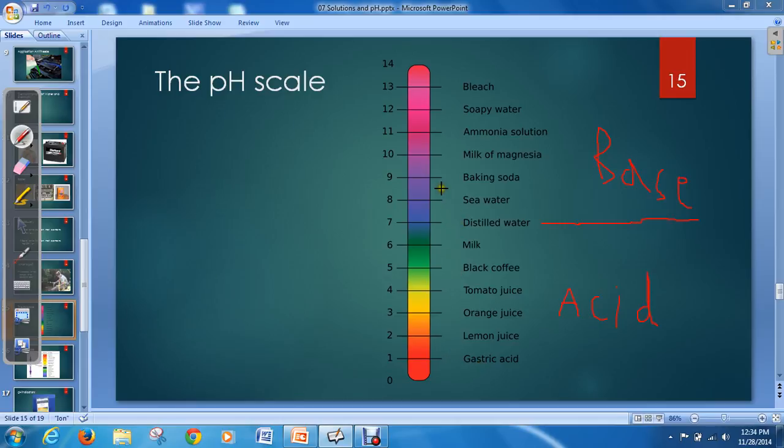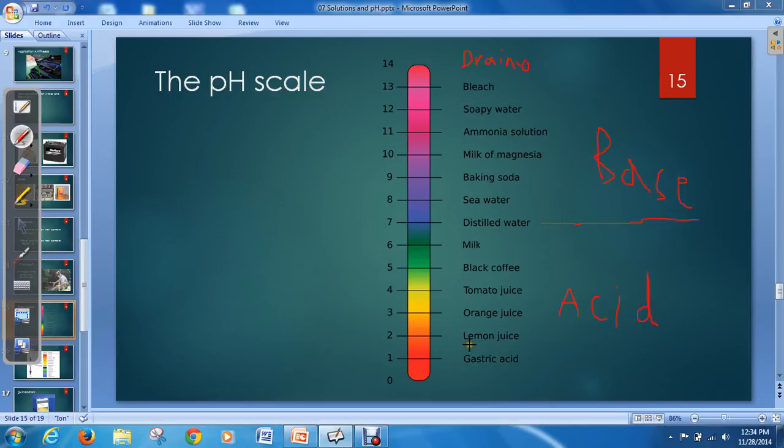But if you go higher and higher up the scale, that's a stronger and stronger base. So bleach is a very strong base. Another one is liquid Drano, drain cleaner. I know that's a really strong base. It eats through a lot of stuff. But hopefully you see the point here, or the distinction.